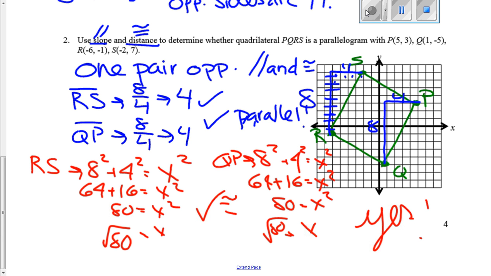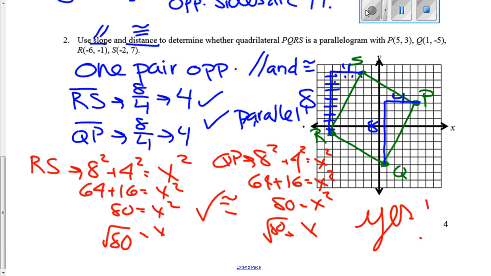All right, you may have done the other 2 sides, and that's fine. But what I found to be true was when I found the slope of RS and QP, they both reduced to 4, so check, parallel. Okay, and then when I found the length, they were both the square root of 80, so my lengths were equal. So because one side is both parallel and congruent, it is indeed a parallelogram.